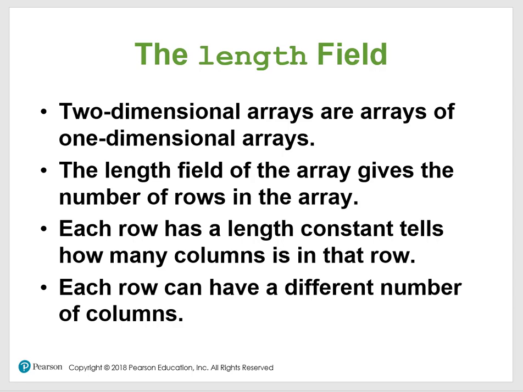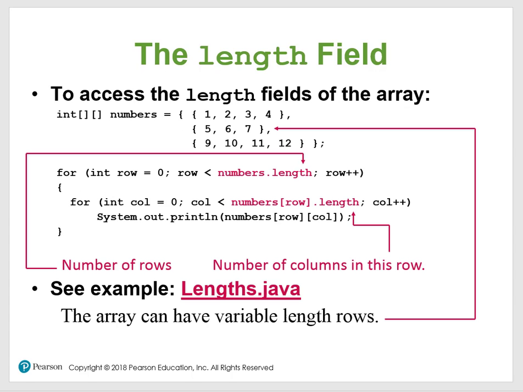Two-dimensional arrays are arrays of one-dimensional arrays. The length field of the array gives the number of rows of the array. Each row has a length constant that tells how many columns are in that row. So when you process this and look at the length of the row, you can give it the length of this row.